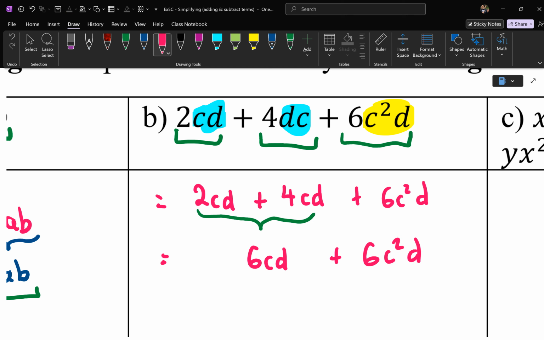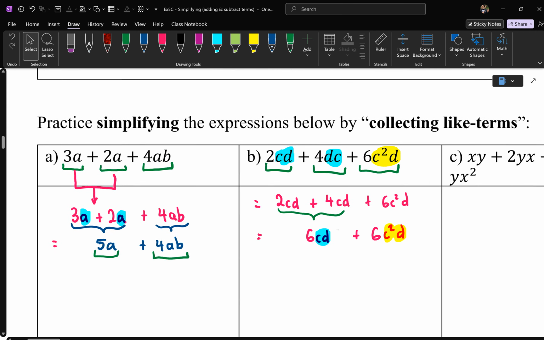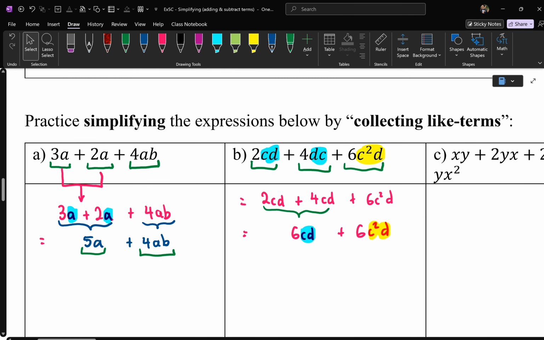And remember, you cannot add these two together because one has 1C and a 1D, but the other one has C squared and 1D. They're totally different. So you have to leave your answers there. Don't add them together. Okay? So far, so good. So it's two skills. You're looking for the same groups and you're simplifying them down.